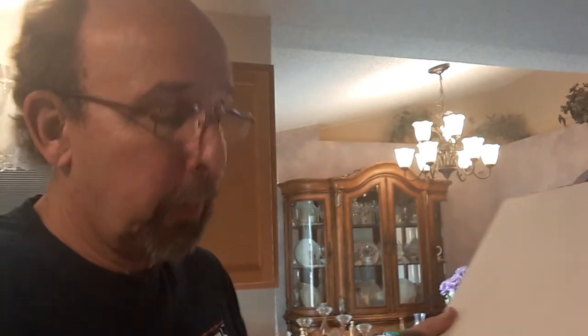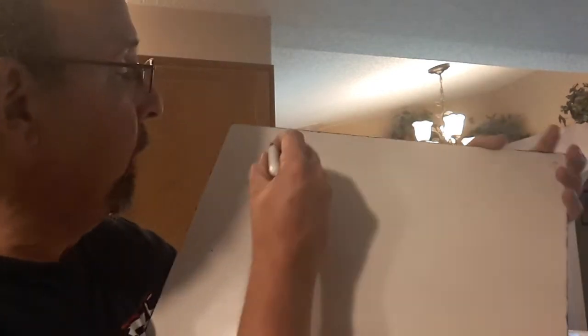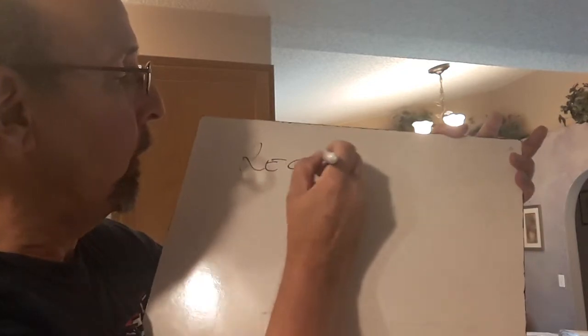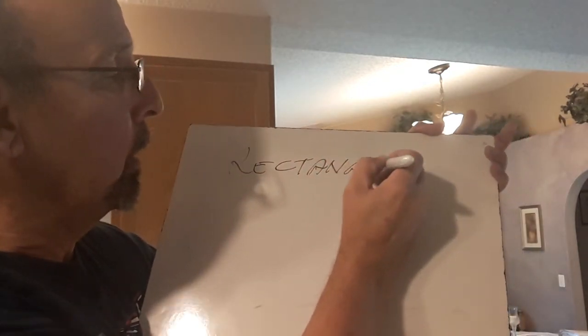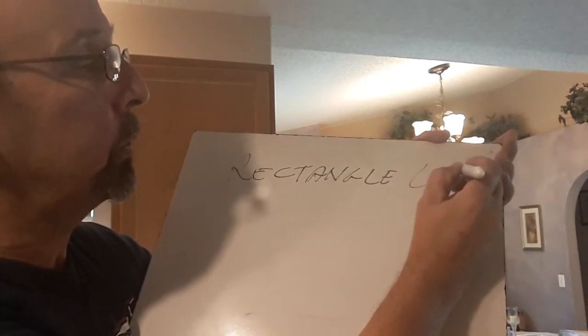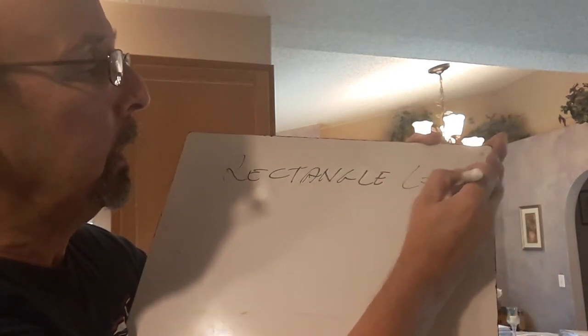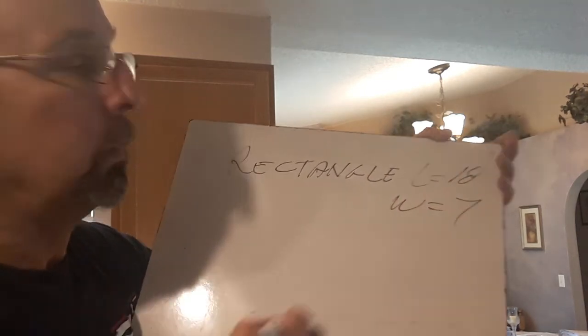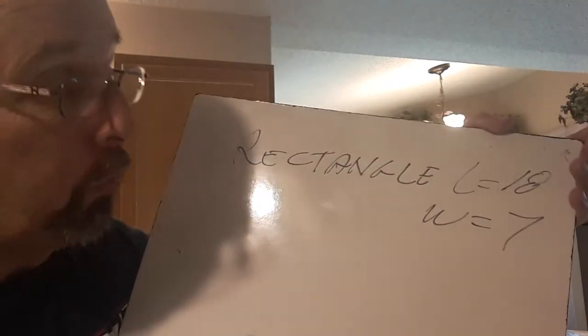So that's area and perimeter, those formulas for you. On the test, they're going to say things like, find the perimeters, and they're going to give you 3 problems. You have a rectangle where the length equals 18 and the width equals 7, and they want you to find the perimeter.